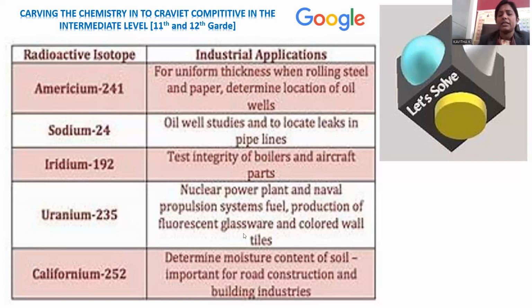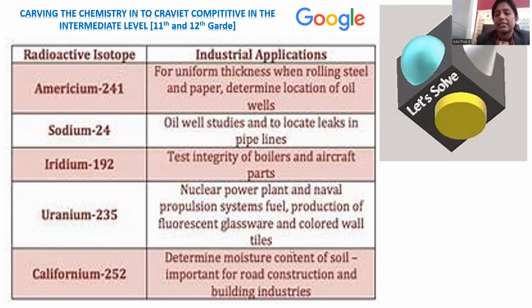Fluorescent glassware is glassware which can glitter even in the dark. It is luminous. Fluorescent materials show luminescence in the darkness. That kind of fluorescent glassware can be manufactured by using uranium.